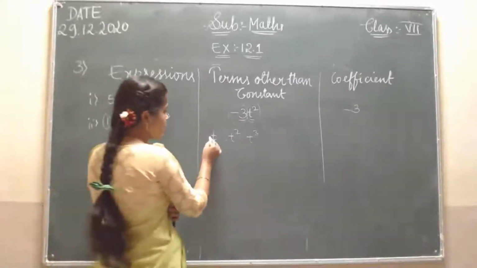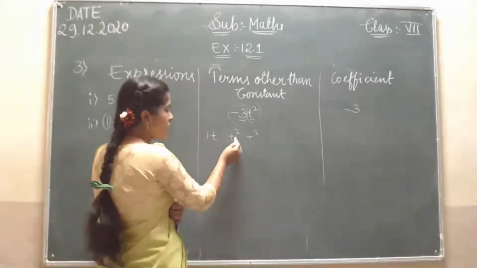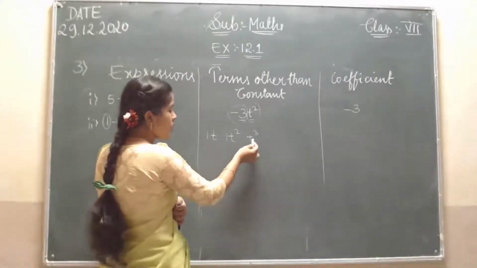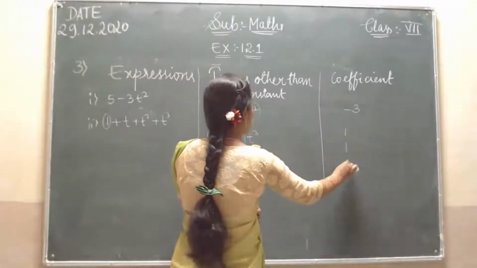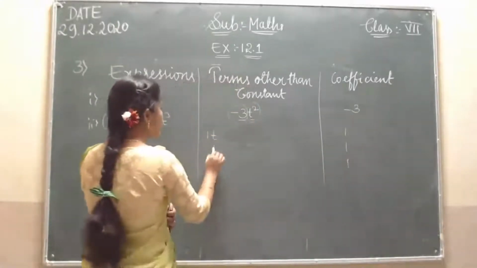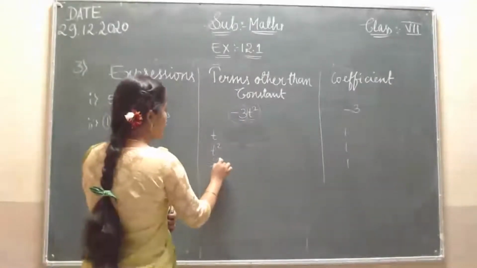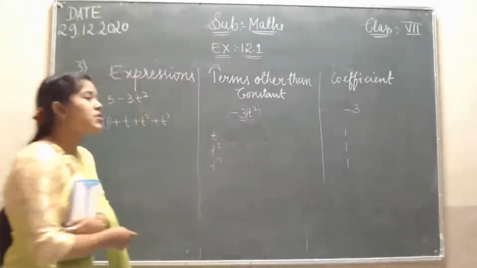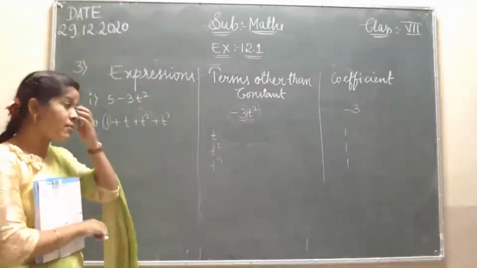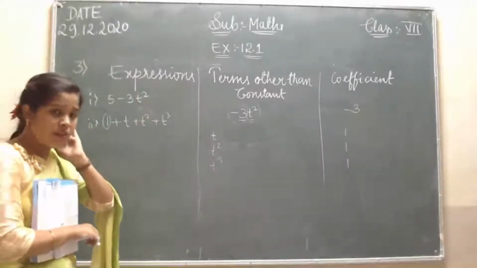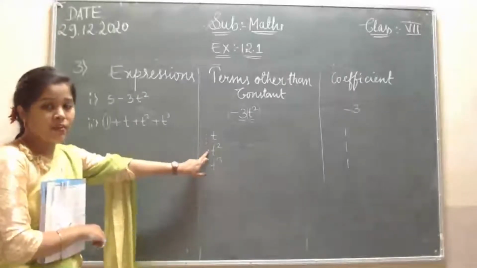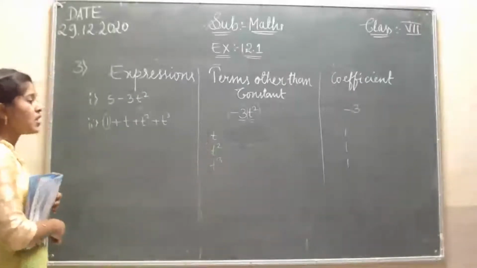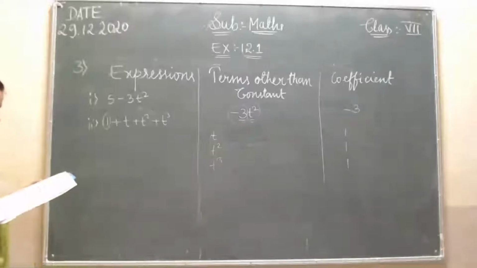Here with the t there is nothing, so we have to take 1. Here with t square there is 1. With t cube there is 1. So we have to write 1, 1, 1. The coefficient of these variables is 1, 1, 1 because there is nothing with t. So the coefficients are 1, 1 and 1.